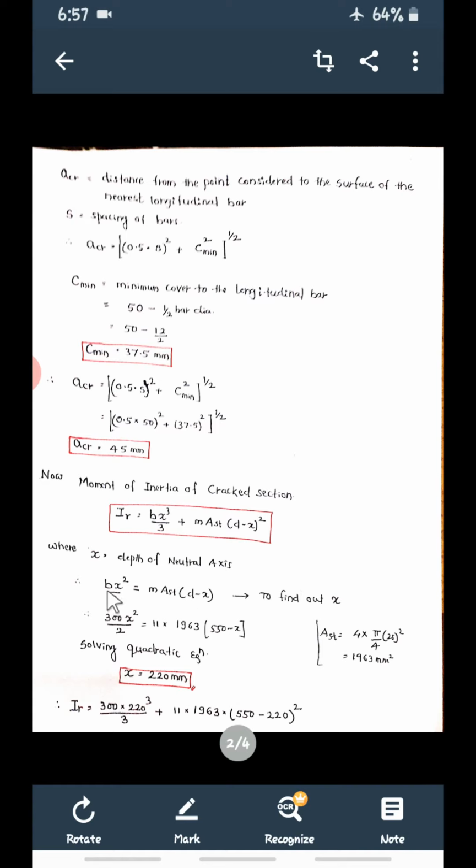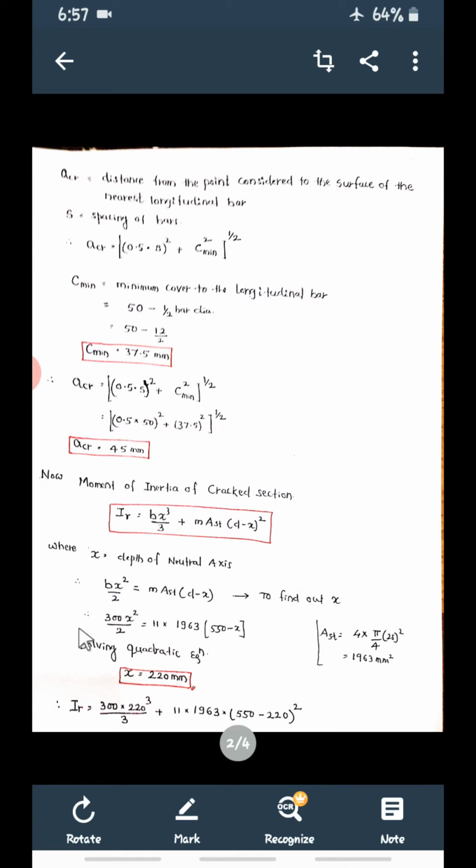Okay, so substitute b, 300 mm width of beam, x squared by 2, m is 11, that is the modular ratio, Ast is 4 bars of 25 mm diameter, so 4 into pi by 4 into diameter square, which is 1963. So m into Ast, 1963, into d, effective depth 550 minus x. Simplify this, we are going to get the quadratic equation.